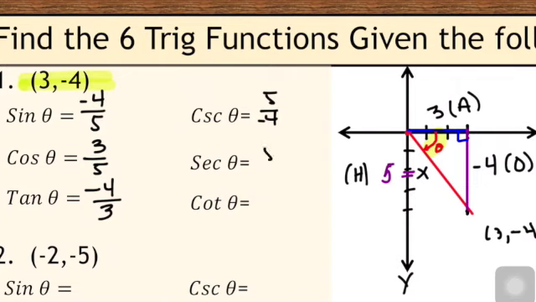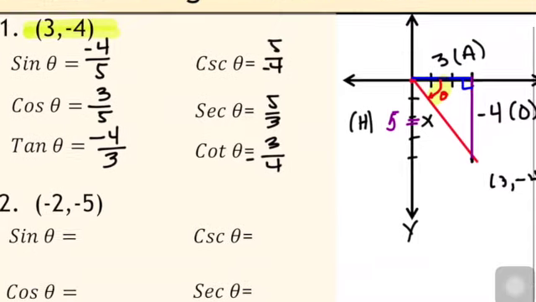Secant, we're just going to flip the cosine. And then cotangent, I'm just going to flip the tangent. And there we go. Those are my 6 trig functions. Let's go ahead and look at one more.